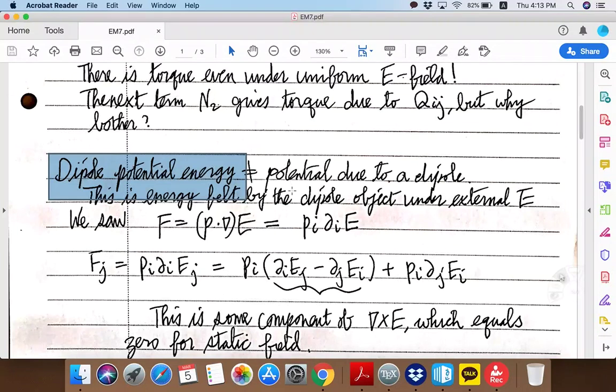To derive the potential energy formula, we have to go back to this force result we got from the previous lecture, which said that the force acting on a dipole due to an inhomogeneous electric field is given by this form.